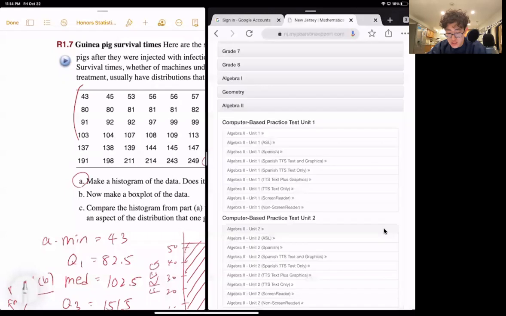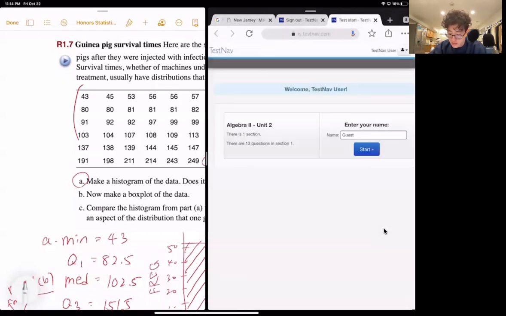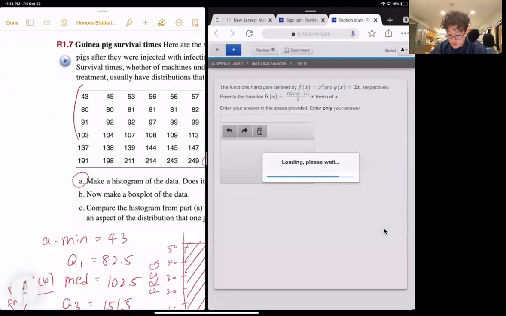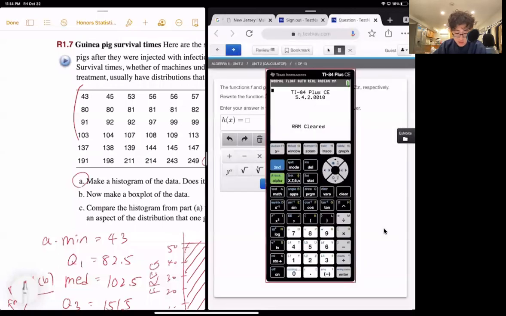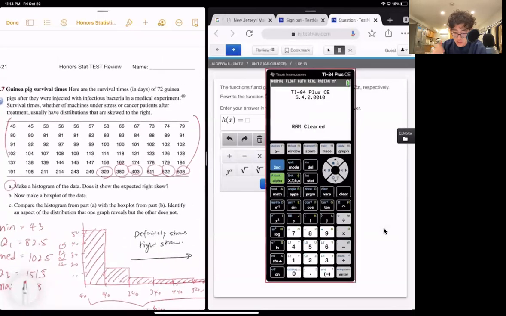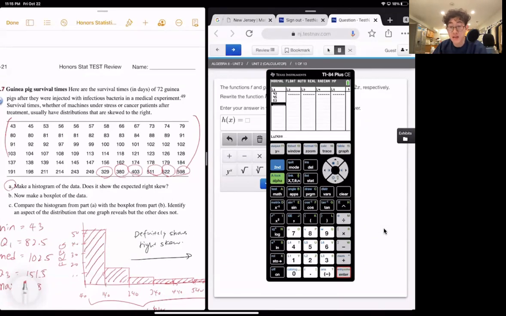But what you would do is, let's say that you would use your graphing calculator. I can't believe I lost all the data sets. So you're going to type in all the data points for me. So you can do 43, 45, 53. And if you ask me, is there a faster way to do this? No, just take your time, type the data in, and you should be able to get it correct.